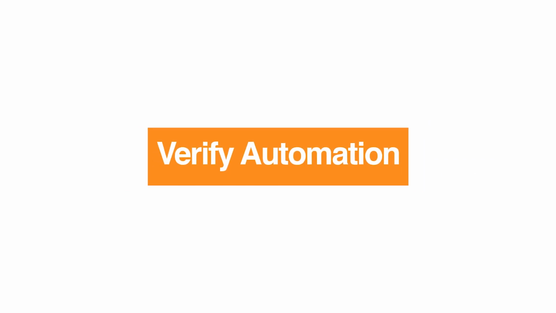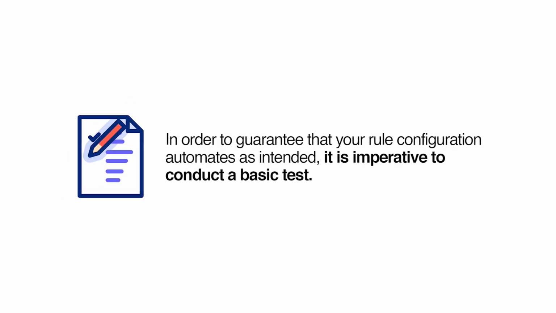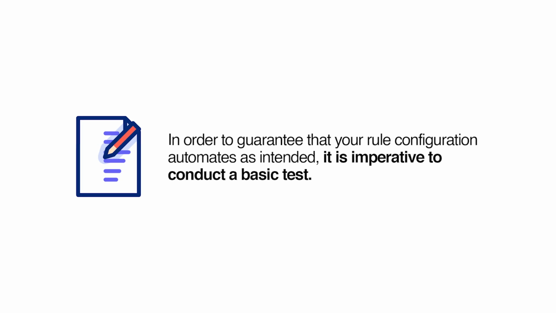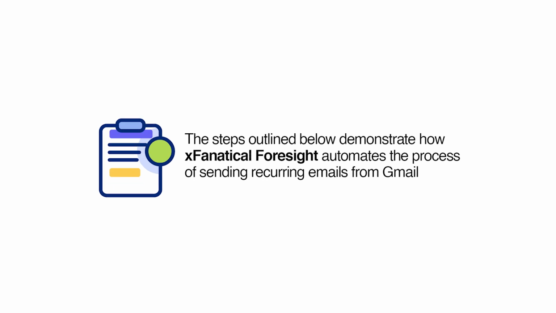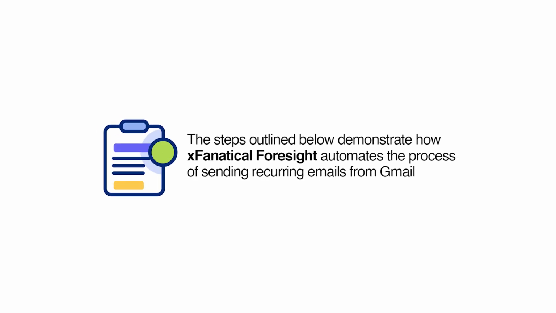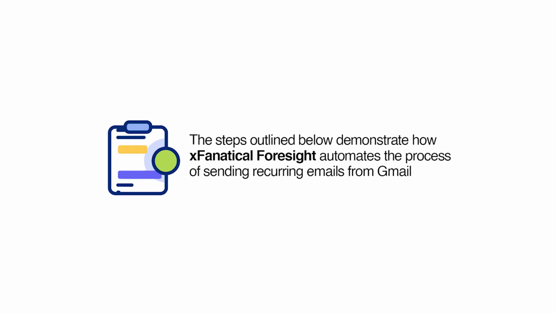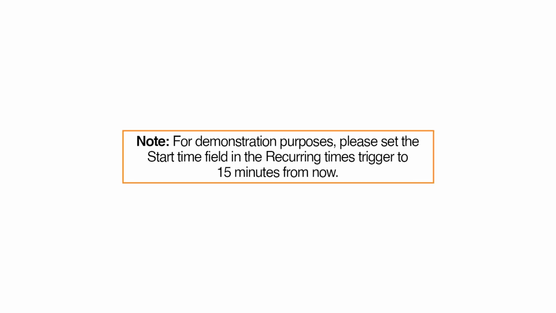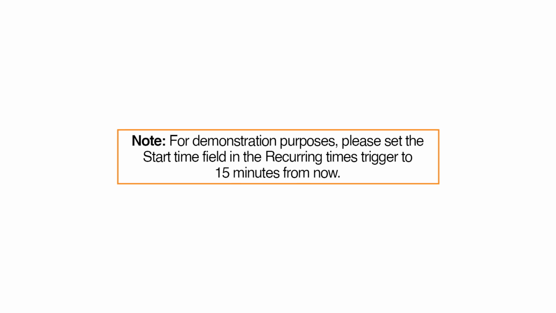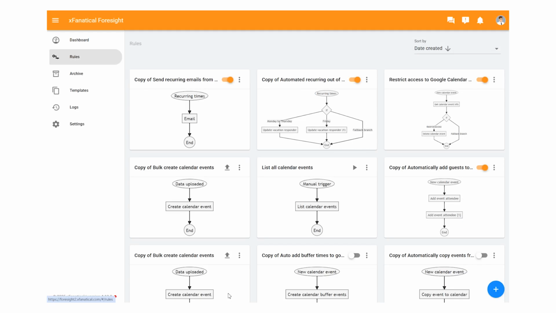Verify automation. In order to guarantee that your rule configuration automates as intended, it is imperative to conduct a basic test. The steps outlined below demonstrate how xFanatical Foresight automates the process of sending recurring emails from Gmail. Note: for demonstration purposes, please set the start time field in the Recurring Time trigger to 15 minutes from now.